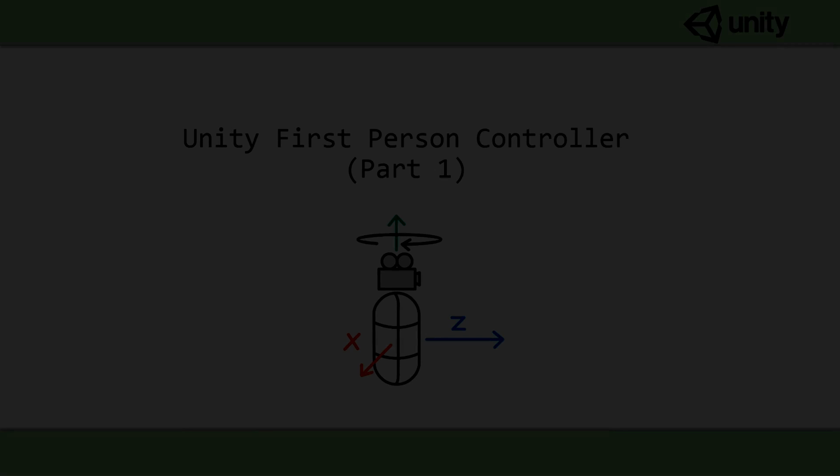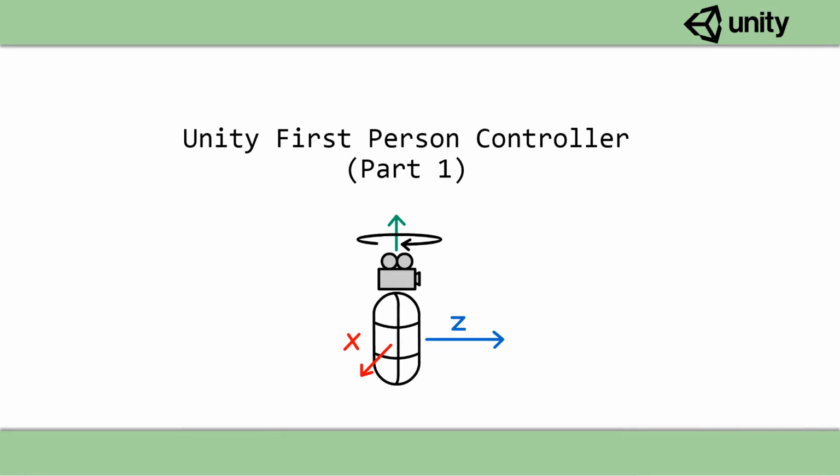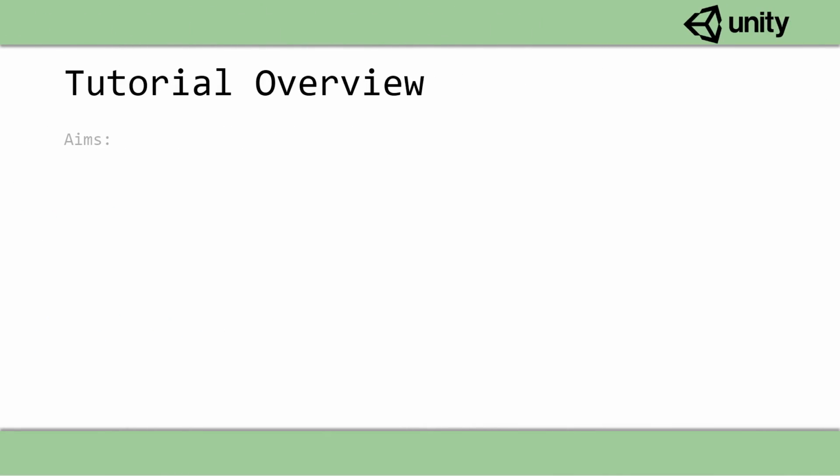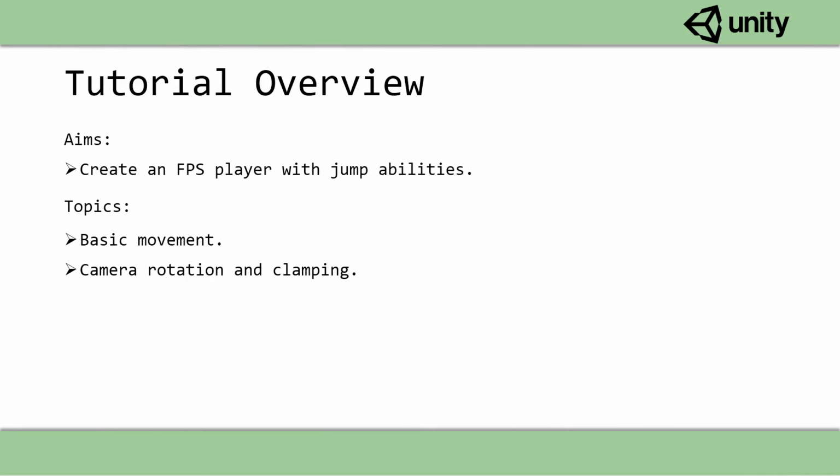Hello, it's Acacia Developer here, and today I'm going to be talking about creating an FPS player which can jump. So by the end of this video you should be able to create an FPS controller that can jump. We'll be implementing the camera controls, the movement, and of course the jumping feature as well.